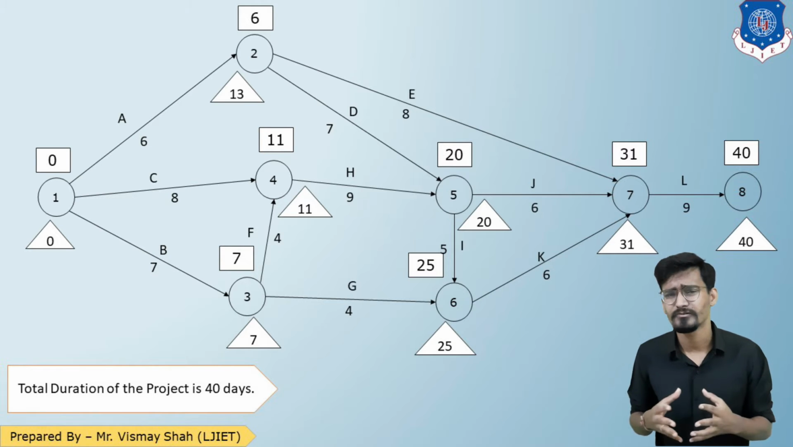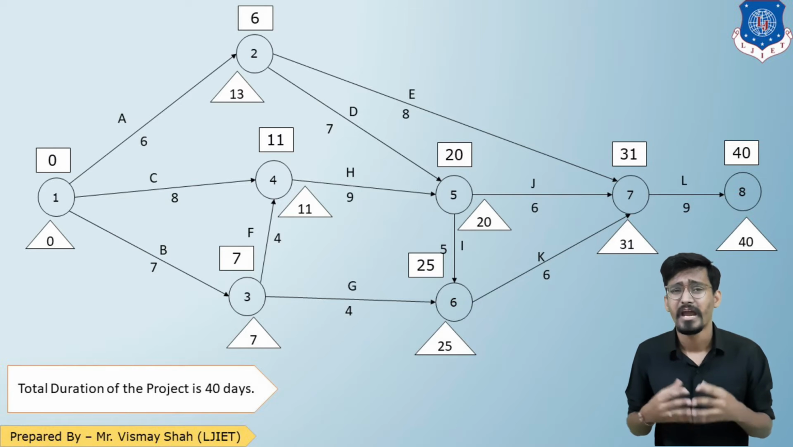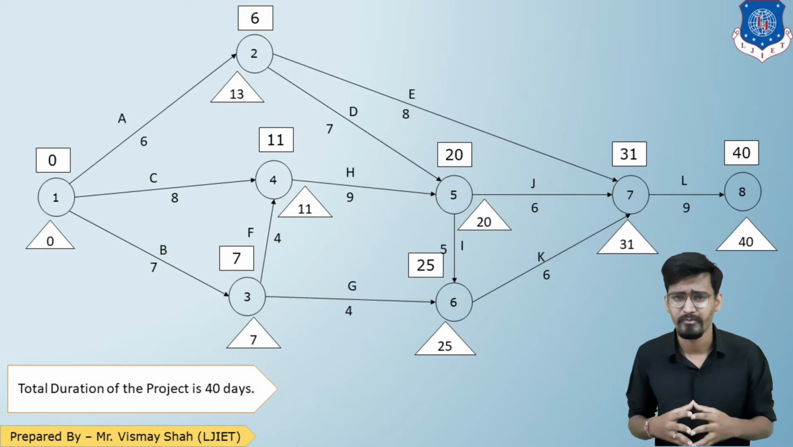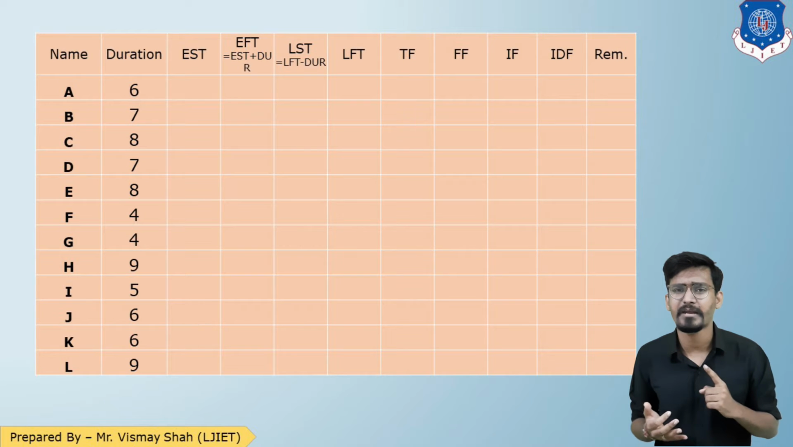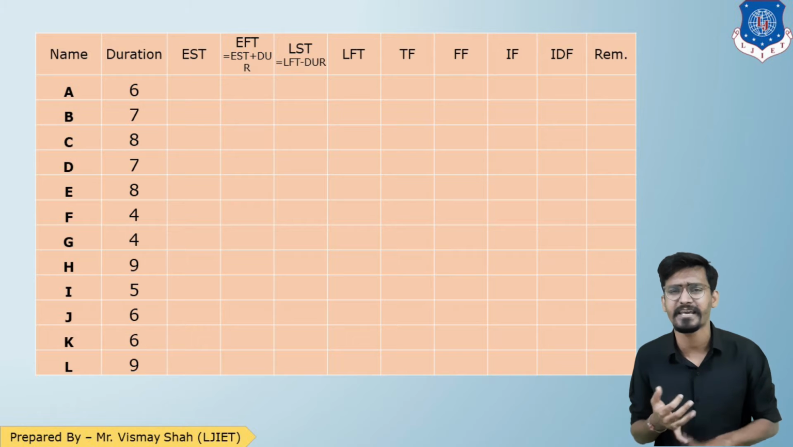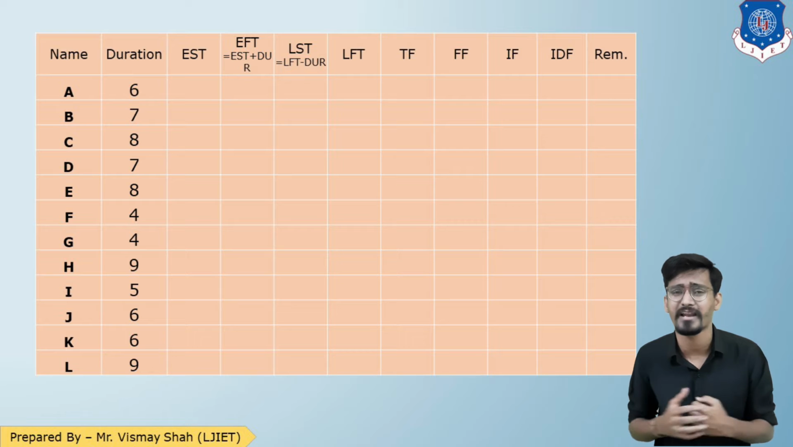Now we'll check for the answer number 2, that is critical path. And to find the critical path, first we need to prepare the table. So let us prepare the table. So here is the table having activity name, duration, EST, EFT, LST, LFT, total float, free float, interfering float, independent float, and the last column is of remarks.